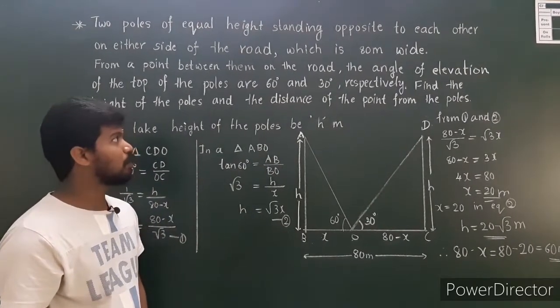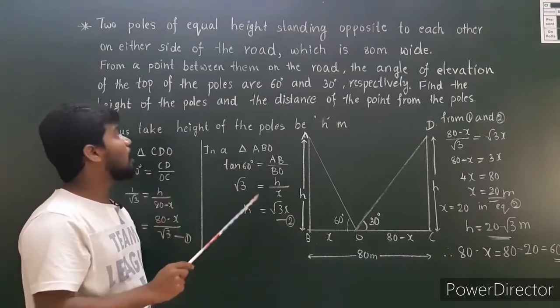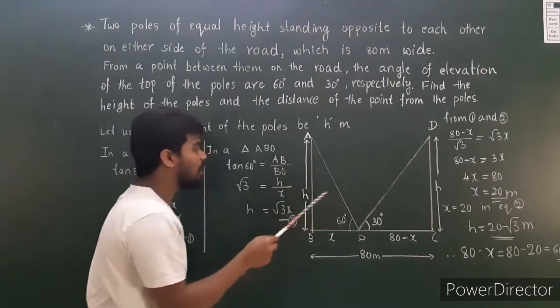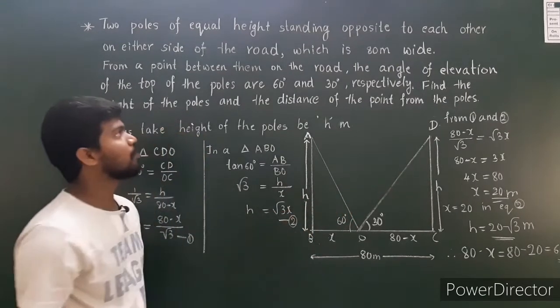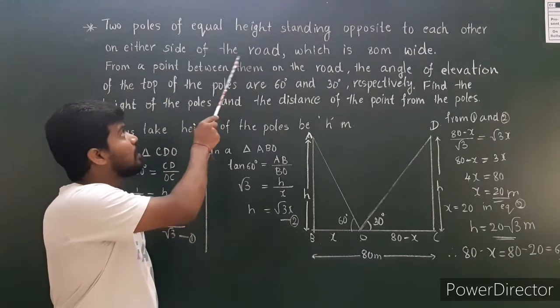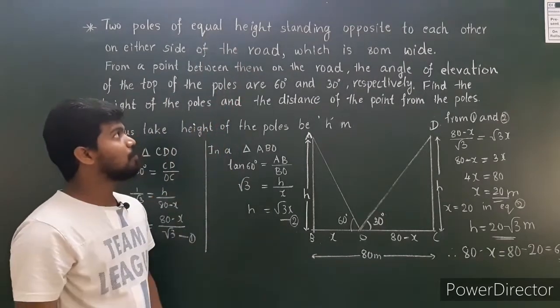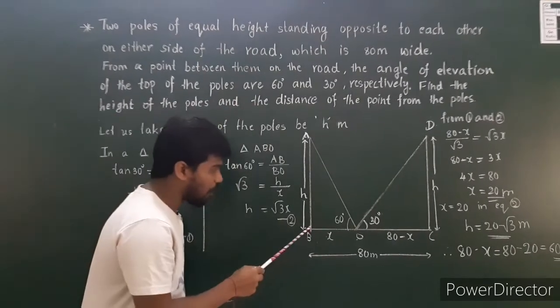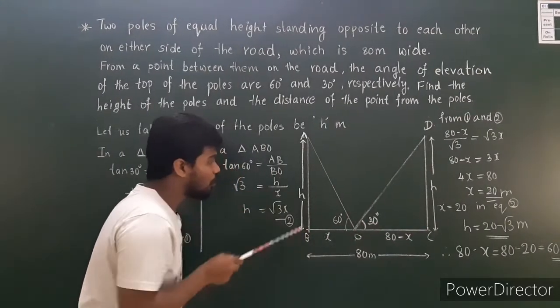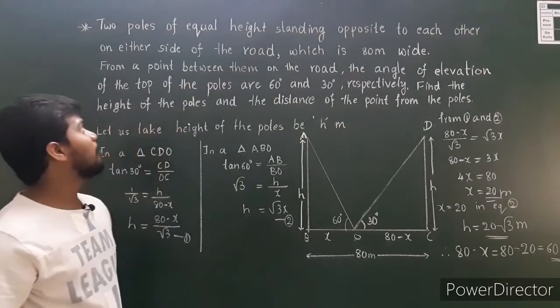So let us see that one more time. Two poles of equal height. You see that two poles AB and CD have equal height, which you take as H, on either side of the road, which is 80 meters wide. You see that from here to here it is 80 meters. So from B to C you have 80 meters.